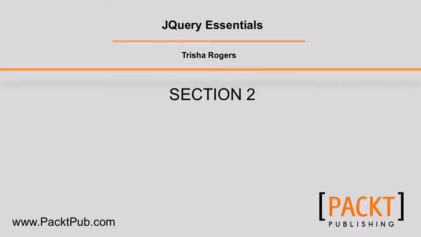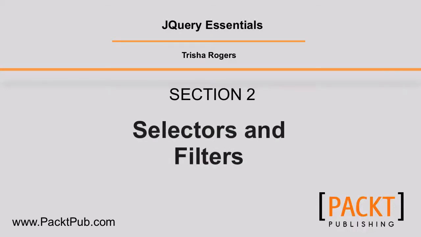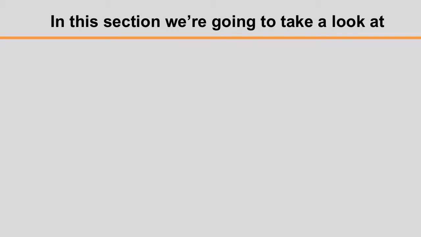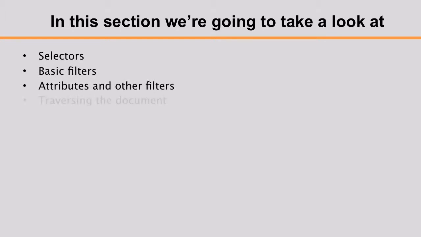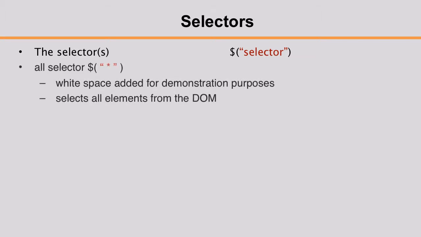Welcome to jQuery Essentials Section 2, Selectors and Filters. In this section, we will take a deeper look at jQuery selectors, basic filters, attributes and other filters, traversing the document, and forms. The selector is the main tool for selecting or querying the DOM for elements. The syntax is the selector, surrounded by quotation marks, surrounded by parens, and preceded by a $ sign.